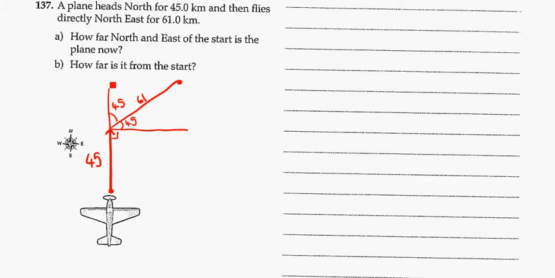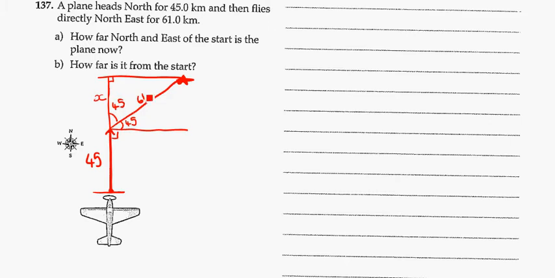So if we want to know how far north of its original starting point it is, here's the plane now, some wings on it, then this distance here in total is how far north it's going to be. So we clearly need to find this length here and add it to the 45, and that will tell us how far north it is from where it started. So we've got a couple of things in there to help us.